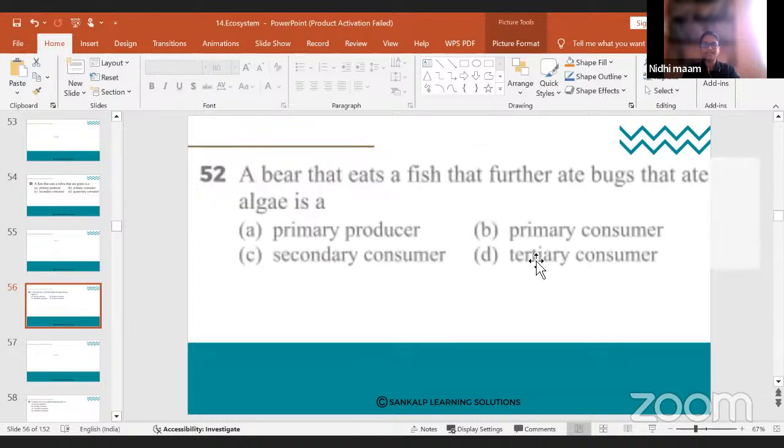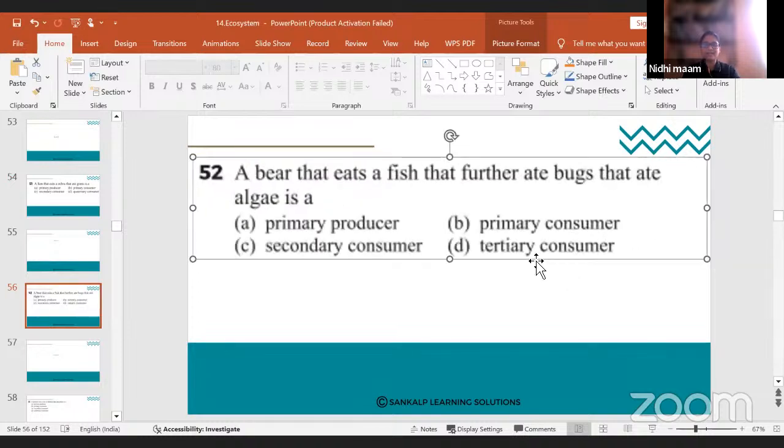A bear that eats a fish that further ate bugs that ate algae. There is a bear which eats a fish. That fish eats bugs that eat algae. The bear is a: primary producer, primary consumer, secondary consumer, tertiary consumer.